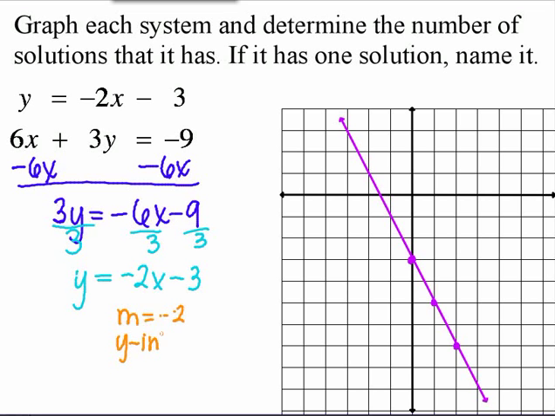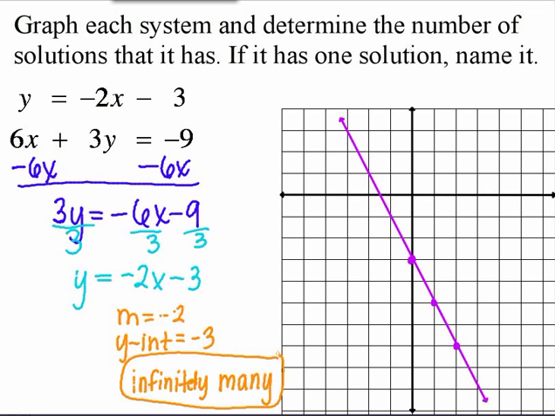So let's compare. What do you know about the slopes? They're the same. What do you know about the y-intercepts? They're the same. So what can you conclude? Same line. So if it's the same line, this is the one where it was infinitely many solutions. It was C and D, but what we need to put is infinitely many solutions. So on this part, you're either going to have 0 solutions, 1 solution in which you name the point, or infinitely many.